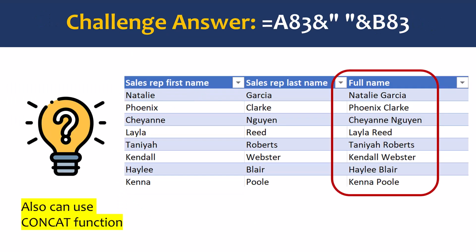ChatGPT may respond with =A83&" "&B83, or it may give you the CONCAT function, but it should be able to give you a working formula. Again, you may get a different response. You always need to try out ChatGPT's advice, and if it does not work, tell ChatGPT that and have it try again.